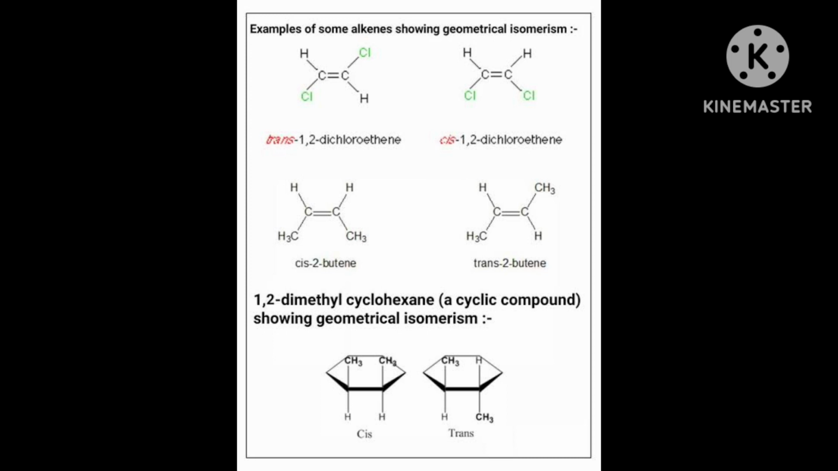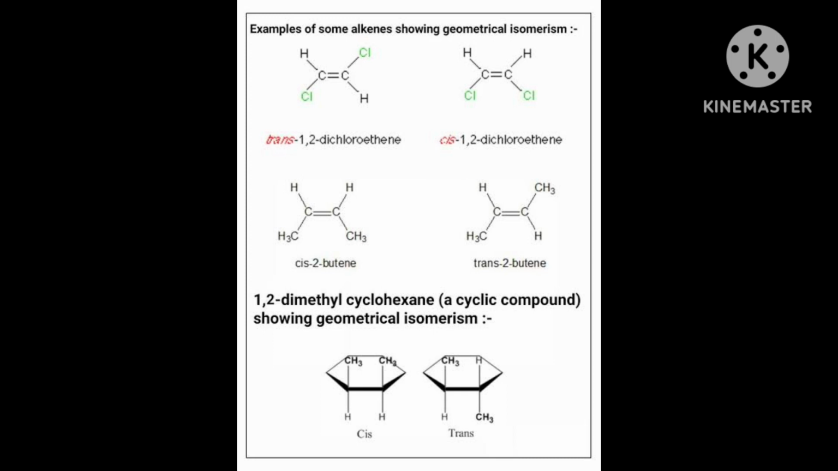The molecular formula is there, and the same type of bonds are there. The constitution is the same, and the sequence of covalent bonds is the same. But they differ in the relative position of their atoms or groups in space. Then this type of isomers are called stereoisomers. In space, how they are arranged, they will differ in that.